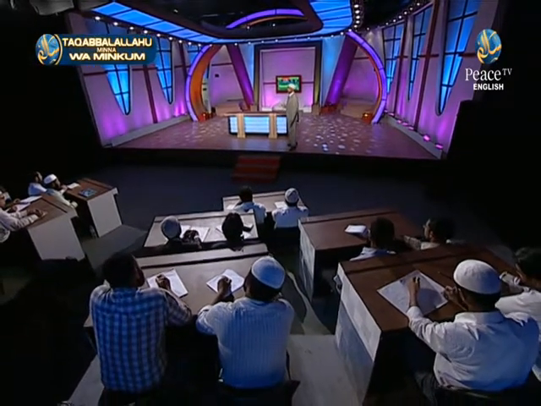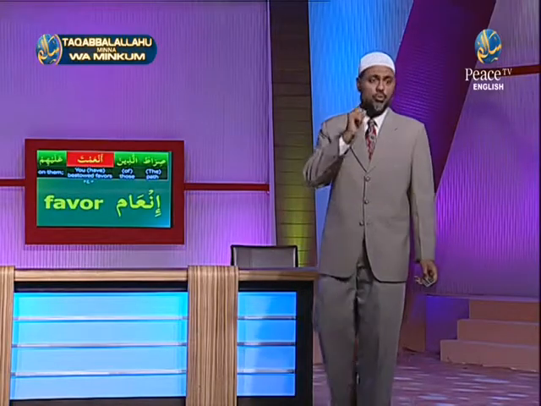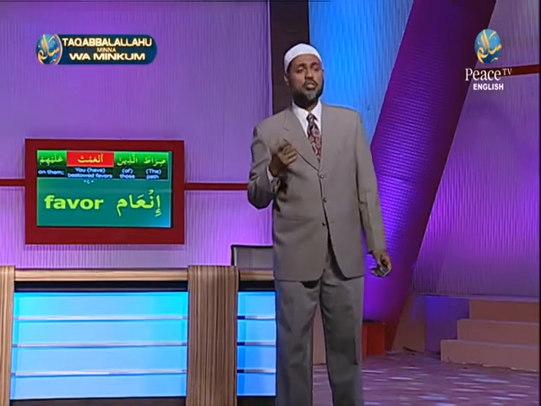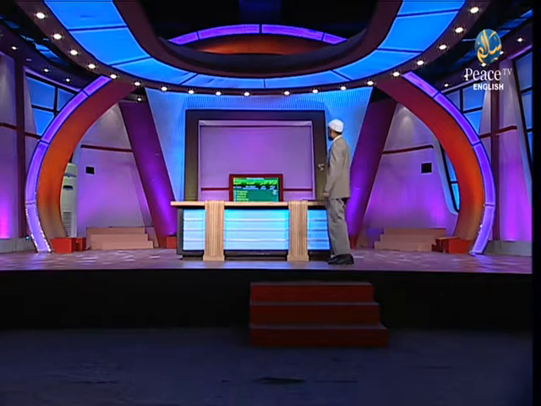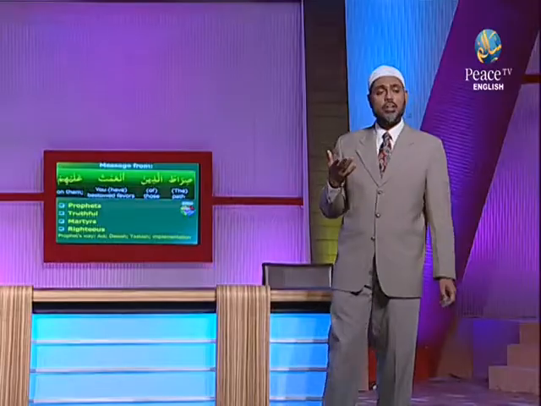An'amta is from in'am, favor. An'amta, you favored, O Allah. You have bestowed favors, you gave favors. Alayhim is again made of two: ala means on, him means them. Alayhim, on them. You have bestowed favors on them. Sirat al-ladhina an'amta alayhim. Who are those people?